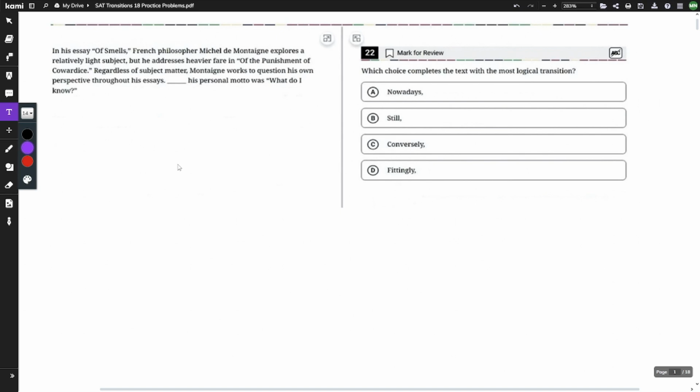Here are 18 practice problems on transition words, and if you notice, these are a little bit different than the questions that I've been doing, because it doesn't have that little header at the top with the difficulty and the type of question and all of that. So unfortunately, there won't be an answer key for this one.